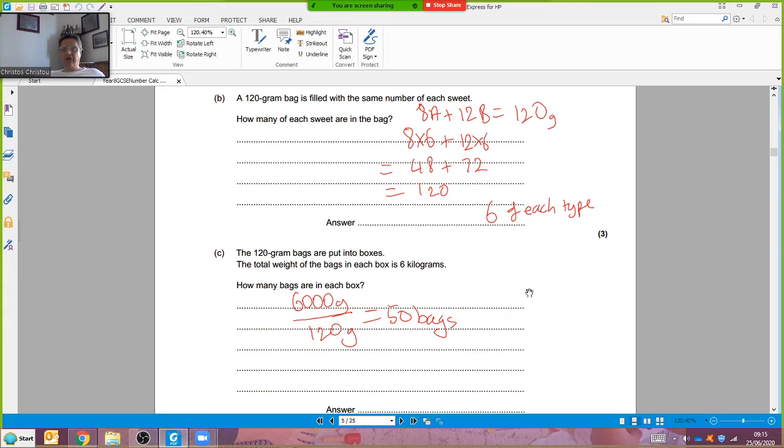This is easy. 120 grams bags are put into boxes. The total weight of the bags in each box is 6 kilos. How many bags were dropped into the box? Well, it's 6,000. You can't mix 6s and 120s because the units are different. The units are mixed, not allowed. So 6,000 over 120, I can get 50 bags of sweeties into the box.